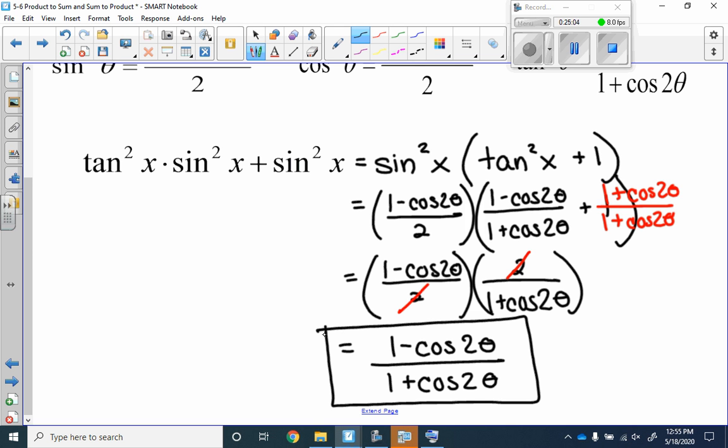Alright, so we did sum to product, we did product to sum, and then we did power reducing. So quite a bit. Let me know if there's any questions that you have.